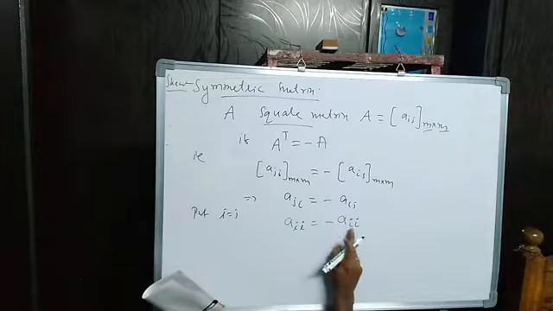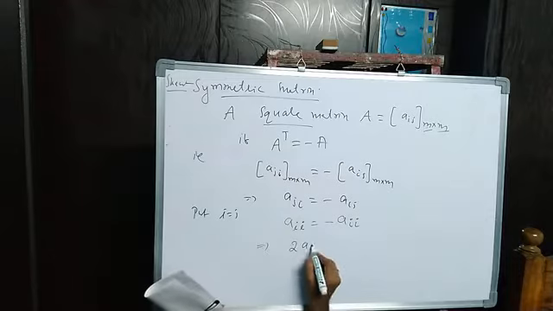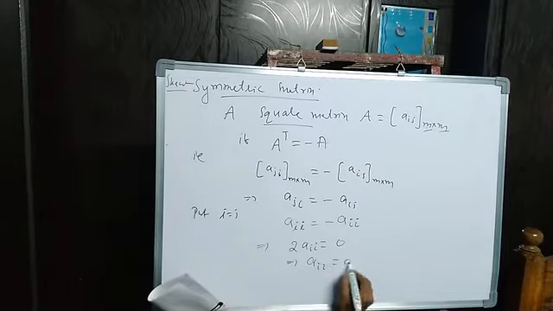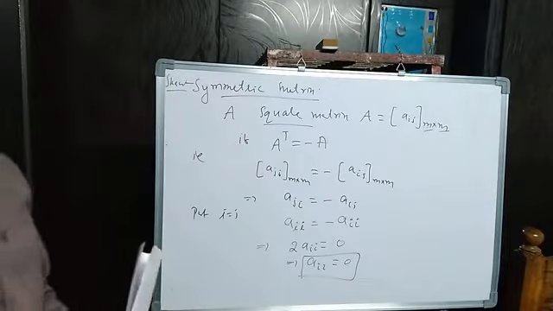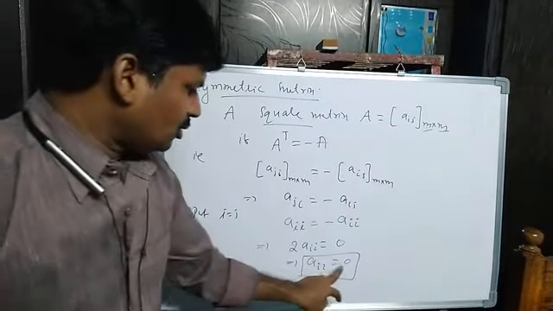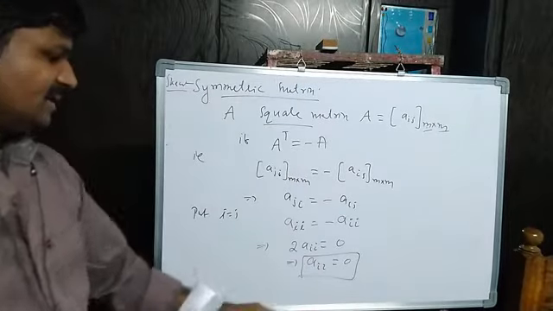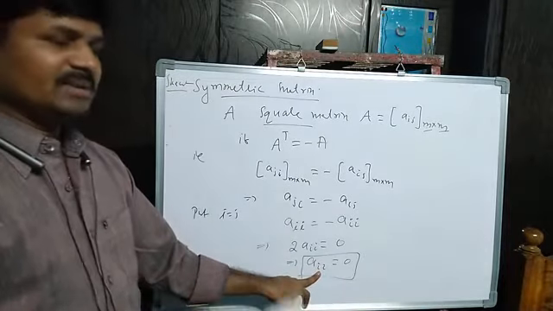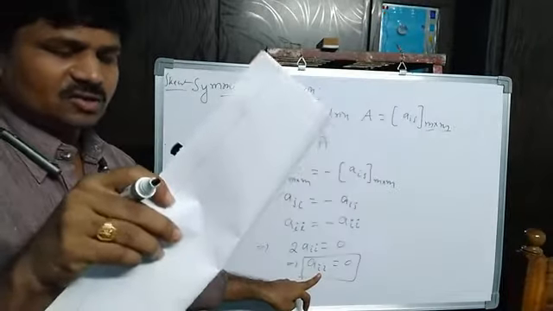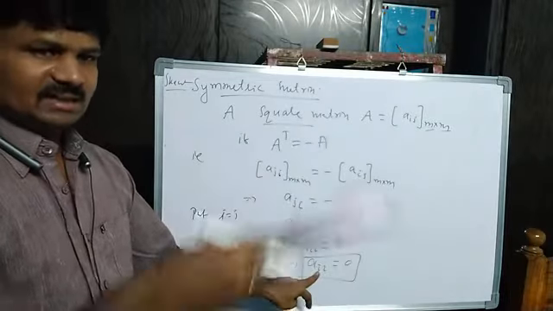This minus aii, I am transferring to this side. This implies aii + aii = 0, so 2aii = 0. This implies aii = 0. This is the definition of a skew symmetric matrix. Remember, aii = 0 in a skew symmetric matrix. We already discussed aii: it is a diagonal element. In a square matrix, aii means a11, a22, a33. These are all diagonal elements.